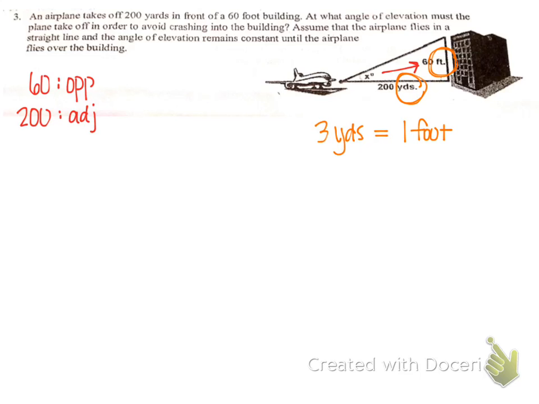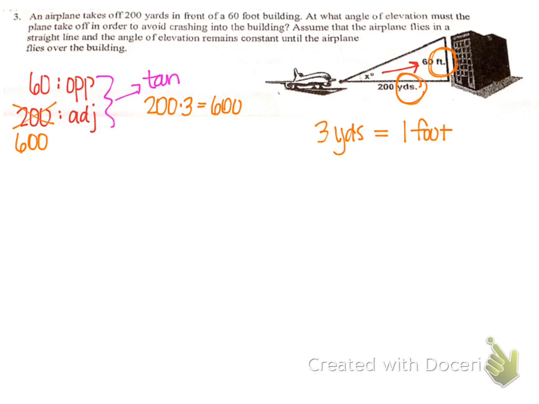So let's go ahead and convert 200 yards to feet. So if we take 200 yards and multiply it by 3, we get feet. So you get 600 feet. So when we plug this in, instead of using 200, we're going to use 600. Okay, so we need to decide which trig ratio relates opposite and adjacent, and that is tangent. Kind of ran out of room.